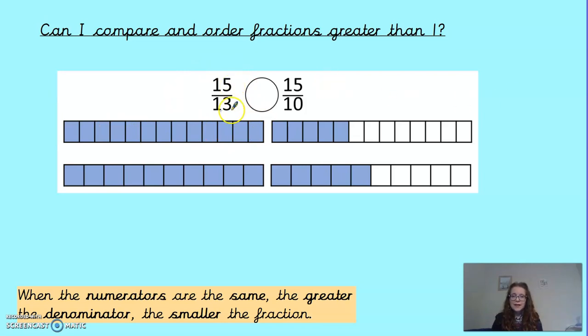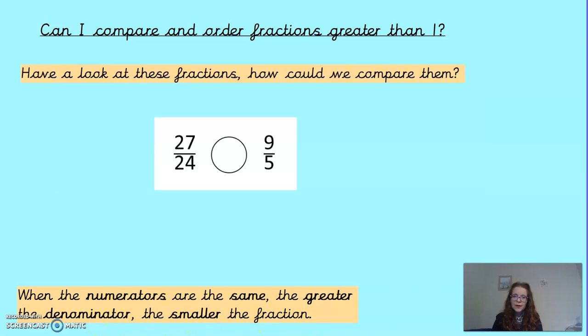Okay, so we can add in our symbol here. This one is going to be the smallest one. Very good. Okay, can you see how that's represented using our bar model? So when the numerators are the same, the greater the denominator, the smaller the fraction.